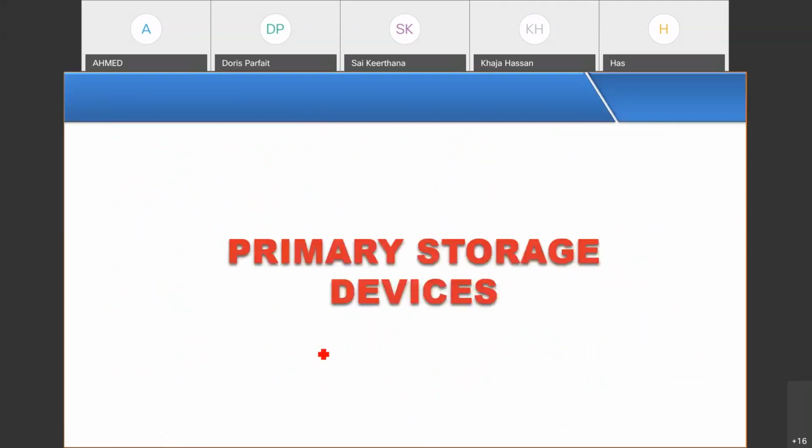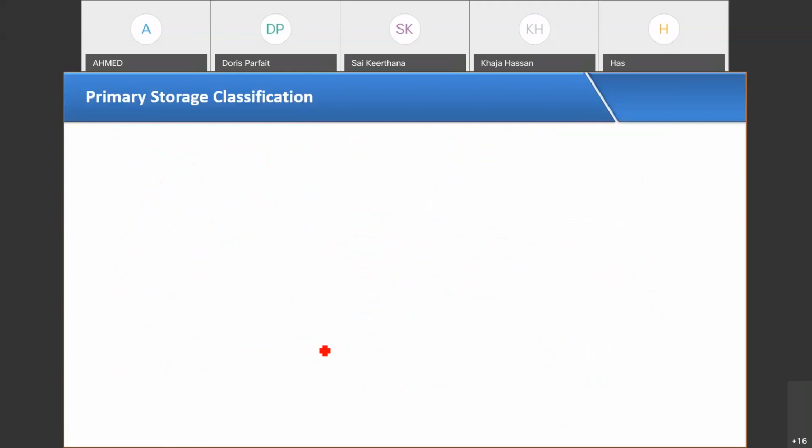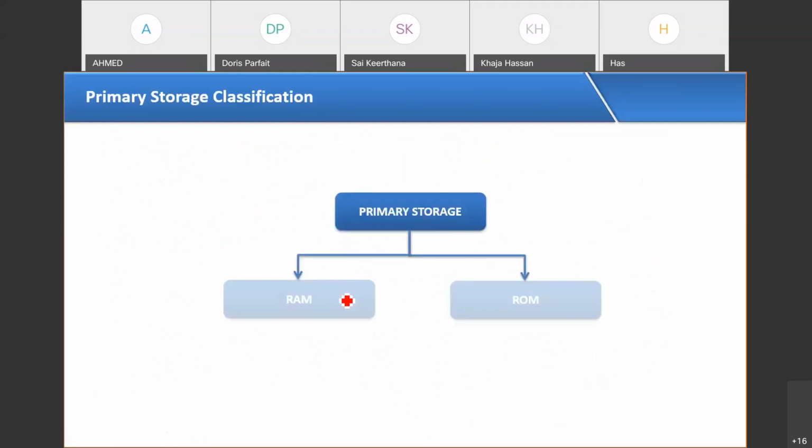So there are two primary storages we have, guys. One is called RAM, random access memory. ROM stands for read-only memory, guys. ROM is also called BIOS, basic input output system. So many times I think you have used this BIOS, guys. How?